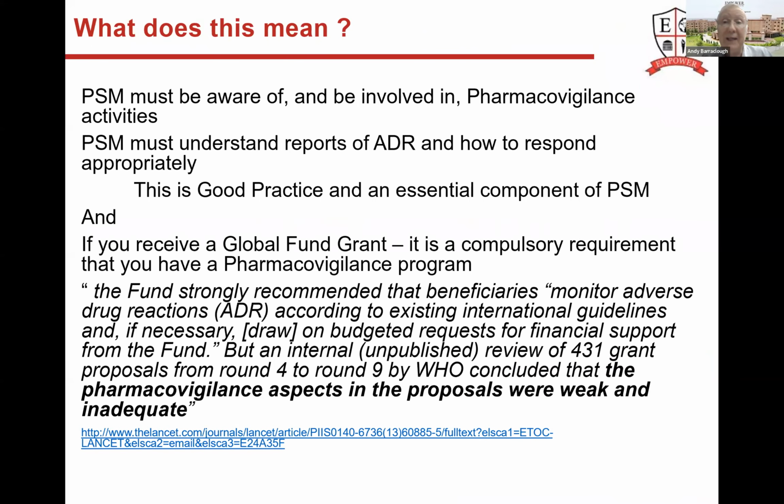So what does this mean? You've got to have a pharmacovigilance program. It doesn't mean that you as PSM have to run it, but you have to take part in it. You have to be involved in it. Your country receives a grant from the Global Fund. It must have a pharmacovigilance program as a condition of the grant. But that might only apply to the medicines that Global Fund funds, like HIV, TB, and malaria, when it needs to apply to all medicines. So be aware, if you haven't got one, you're going to need one, and it needs to be set up.